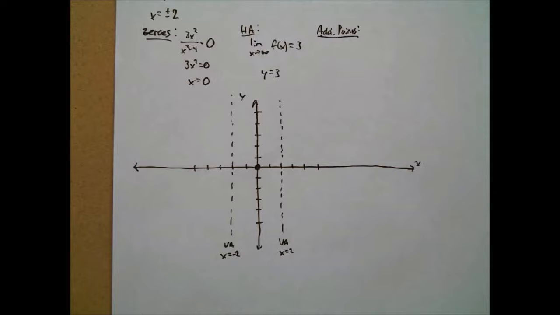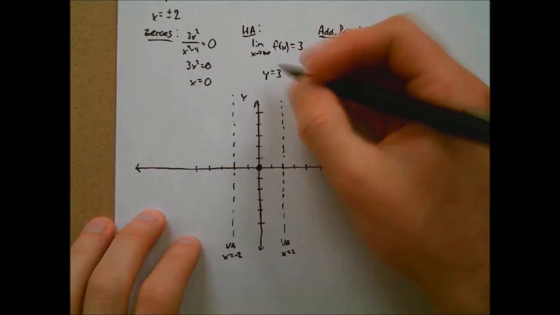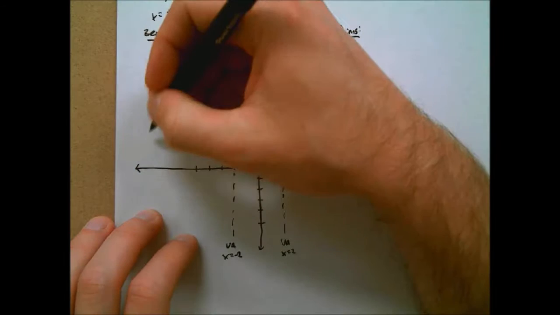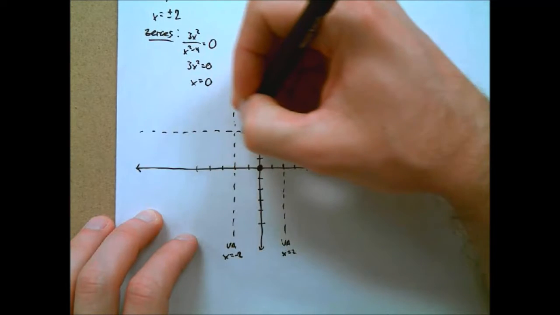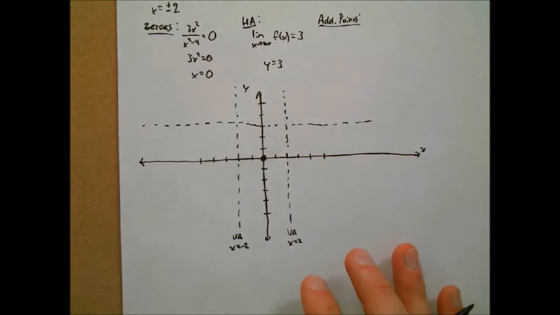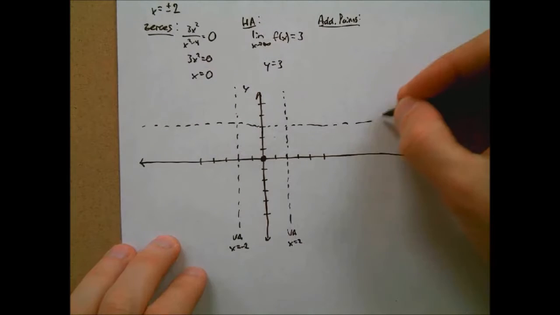All right, y equals 3 is our horizontal asymptote. I'm going to draw that in here. That didn't do a very good job there, but oh well. It's a very straight line if you look at it crooked, okay? So there we are. H-A, y equals 3.